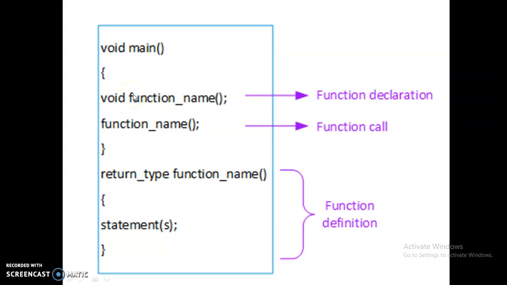Now sometimes the function declaration may be placed within the main function, but it is better to declare it before the main function, just as a global declaration. So here this is the function declaration. This is the function calling. You just call the function by giving the name of the function. Here the function name. So this is the function definition. After calling a function, it goes to the function definition section.